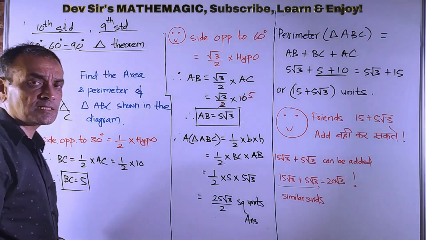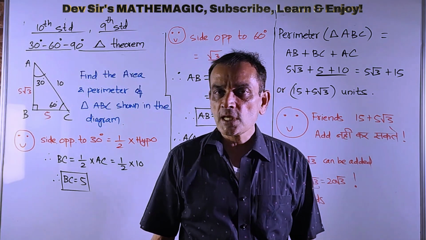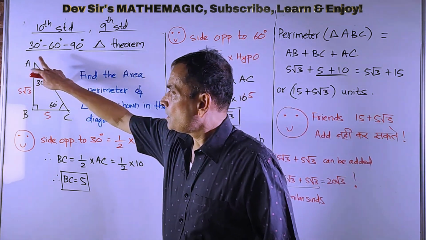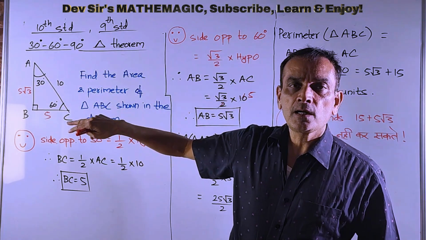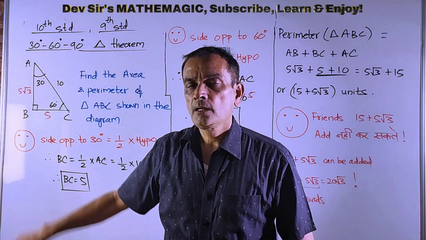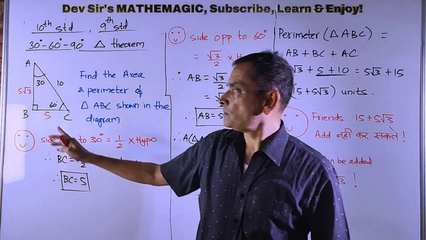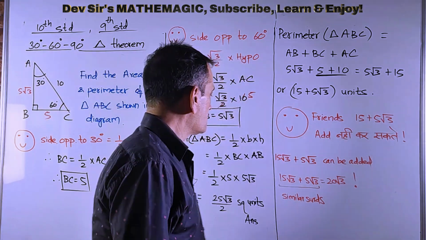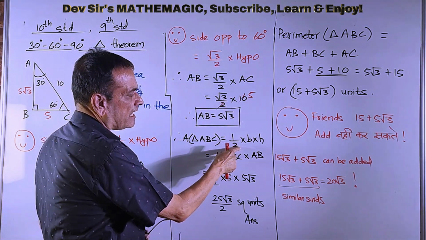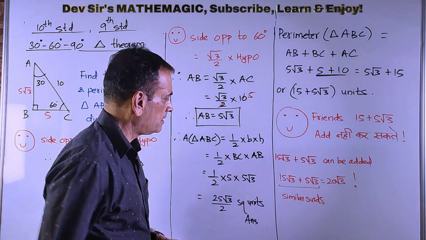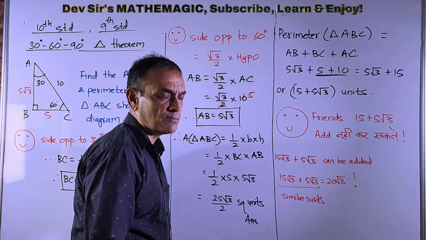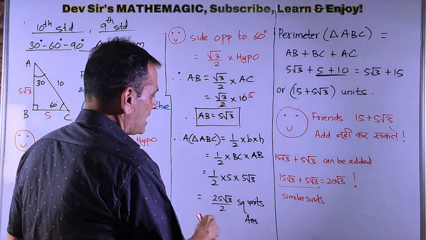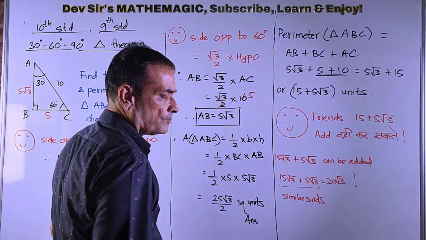Now we have got all three sides of the triangle. पूछा क्या है? Area and perimeter. What is the formula for area? Half base into height. In a right angle triangle, if this is the base, this is the height. So area of triangle ABC is half base into height, that is half BC into AB. BC is the base, AB is the height. So half 5 into 5 root 3.